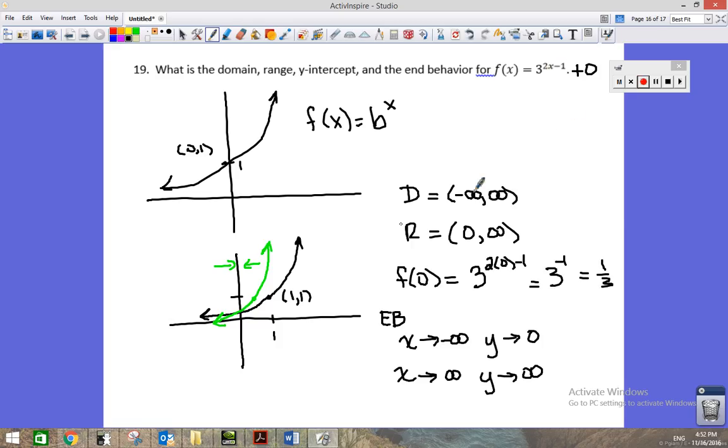And the minus 1, I really didn't discuss, I guess, with the transformations how to get that y-intercept of 1/3, but definitely through the equation by plugging in 0, it's clear that it is 1/3. So these are my answers for problem number 19, and I hope that helps.